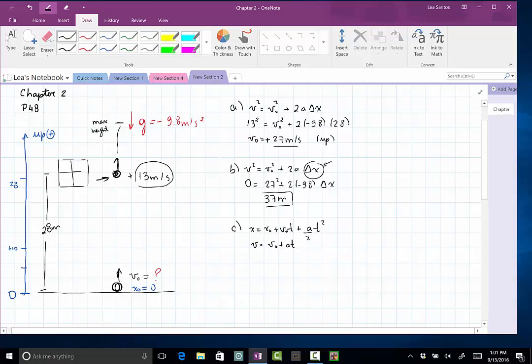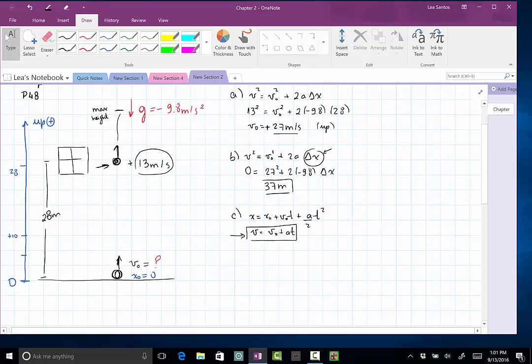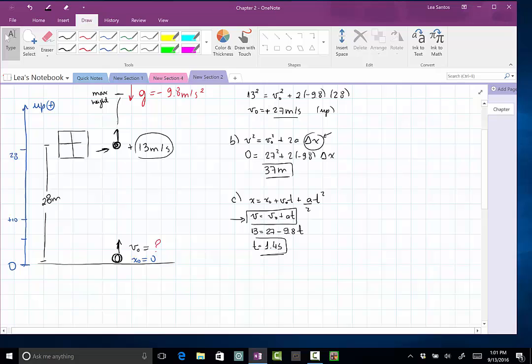But I would go for this one because it is a linear equation. It's much easier to solve than a quadratic equation. Okay, so let's go for this one. What we know is that the velocity will be 13. Initially, it was 27. My acceleration is minus 9.8. And from here, we get the time, and the time should be 1.4 seconds. Very good.